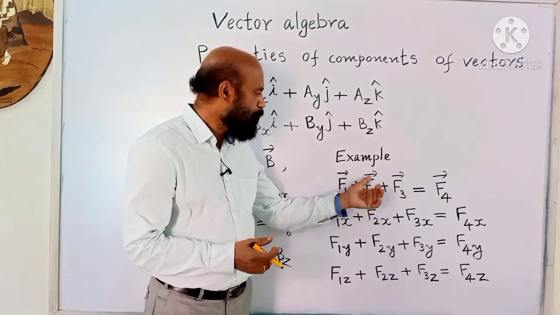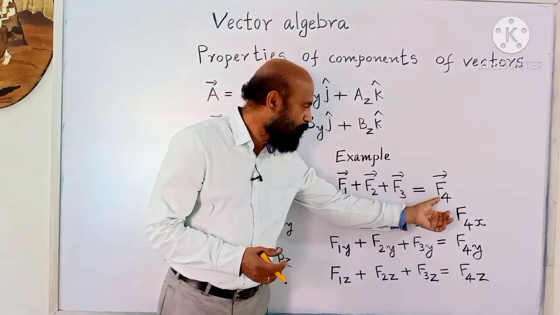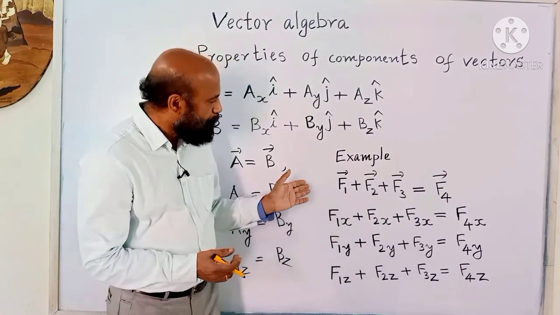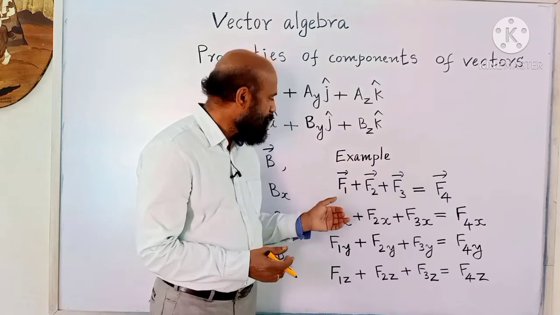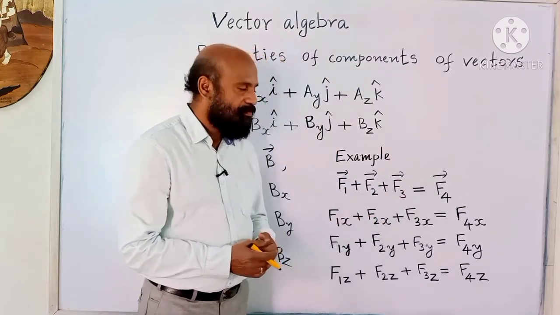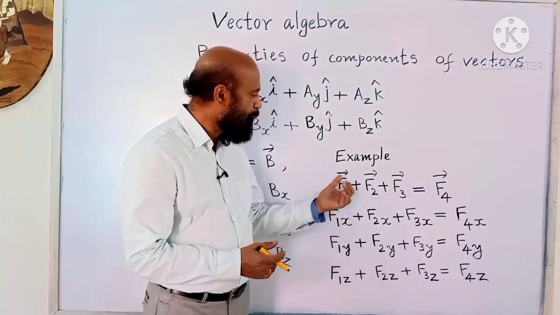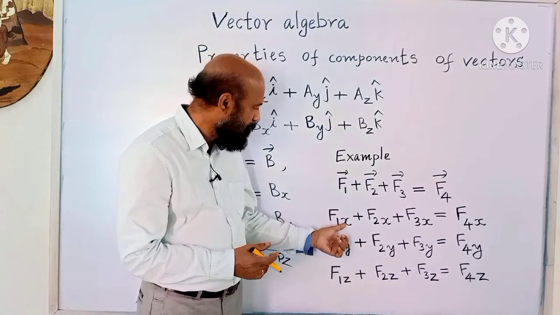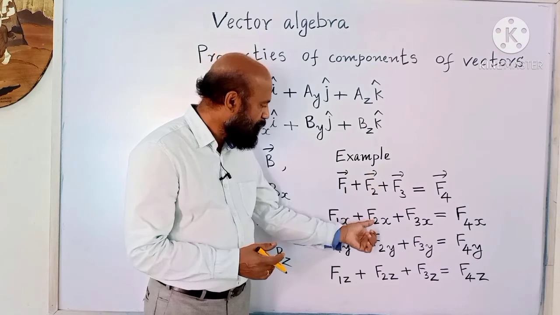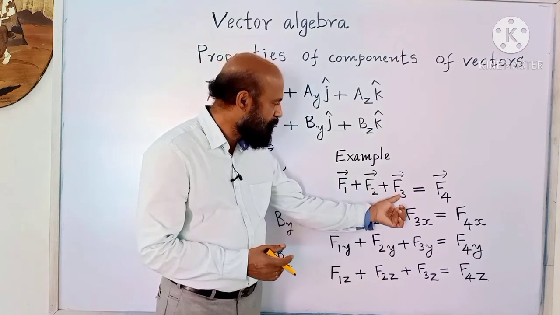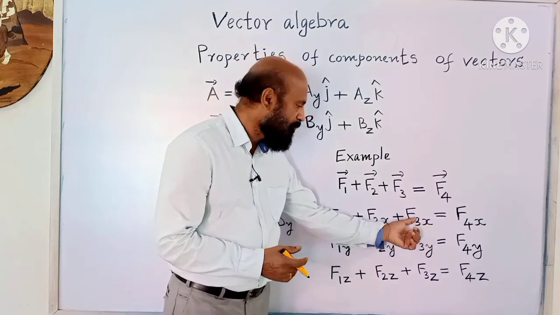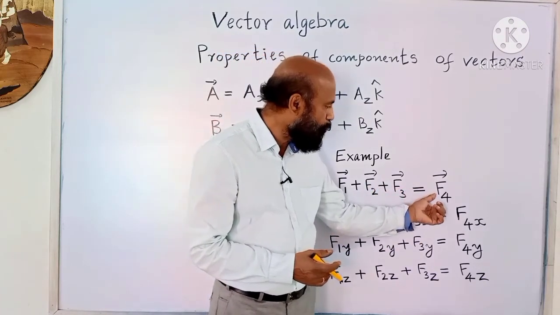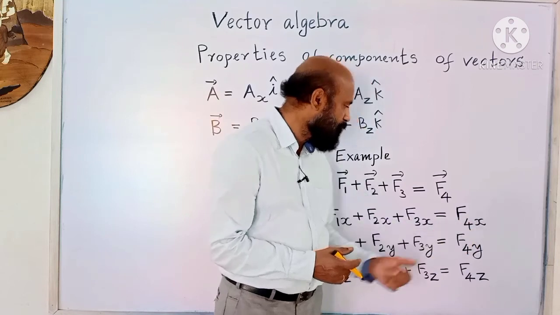F1 vector plus F2 vector plus F3 vector is equal to F4 vector. In this example, we have to compare the components. So when the vectors are equal, the components should be equal. Here F1 vector, its x component can be written as F1x. F2 vector, its x component is F2x, F3 vector its x component is F3x. So we added all the x components on this side. That should be equal to the x component of this vector, that is F4x.